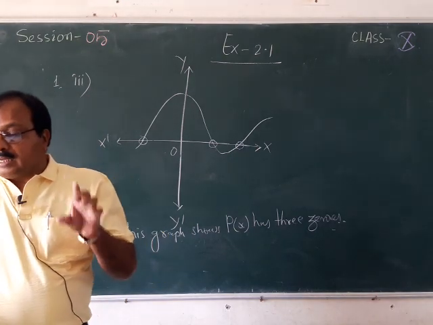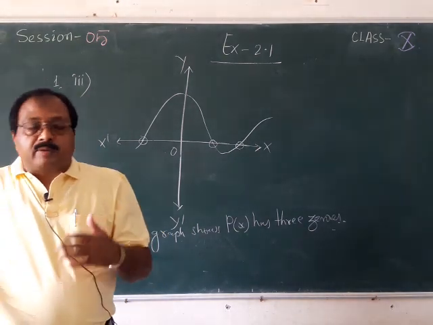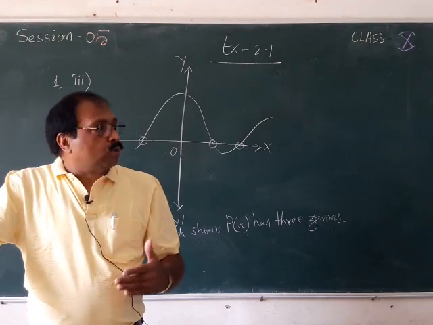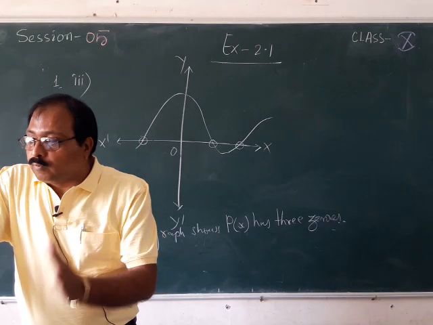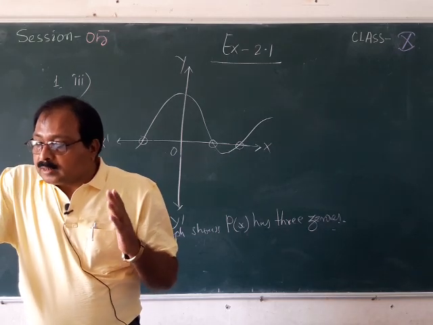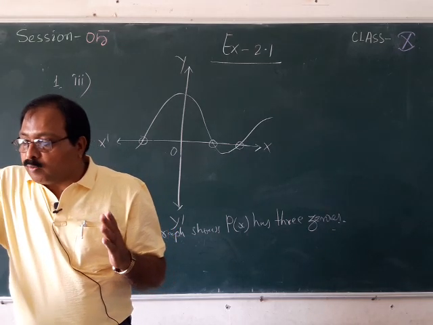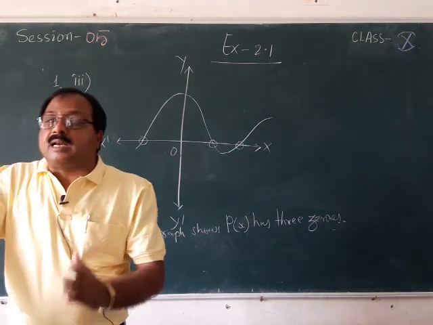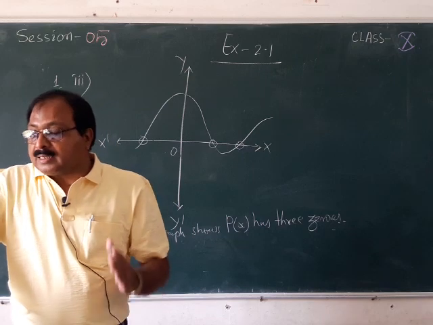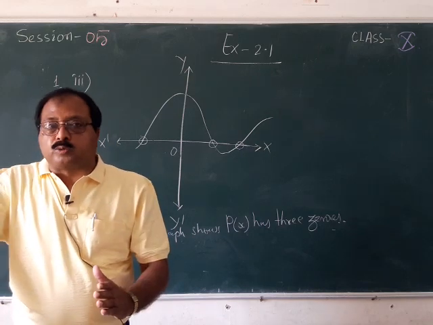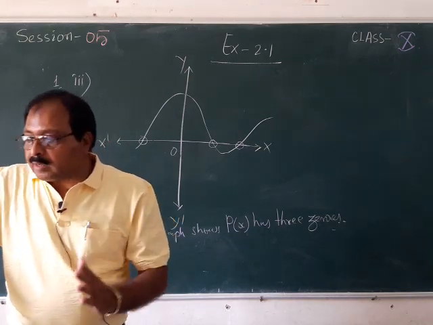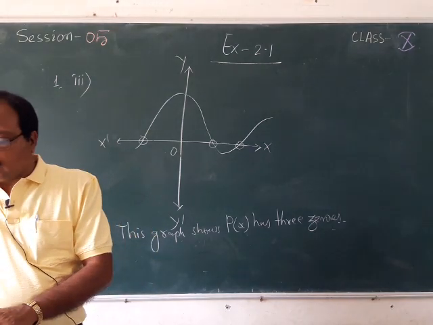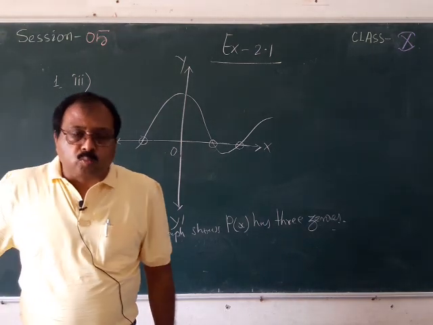You can see that this time the graph is intersecting the x-axis at 4 points. So the number of zeros is 4. Now for question number 6, you can see how many points it is touching or intersecting the x-axis: exactly 3 points. That means it is having 3 zeros. For question number 6, how many zeros are there for Px? There are 3 zeros.